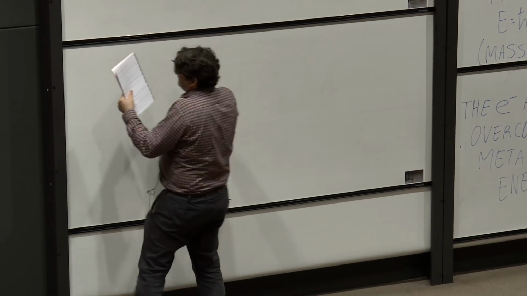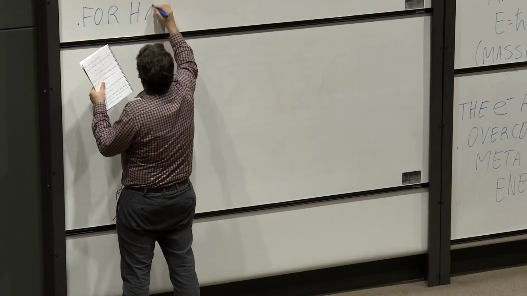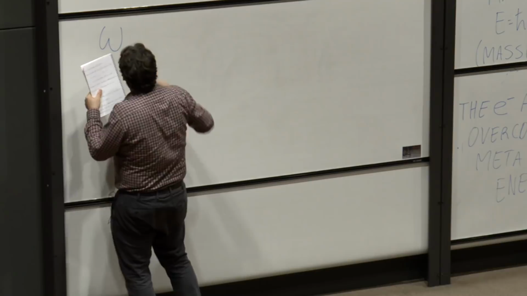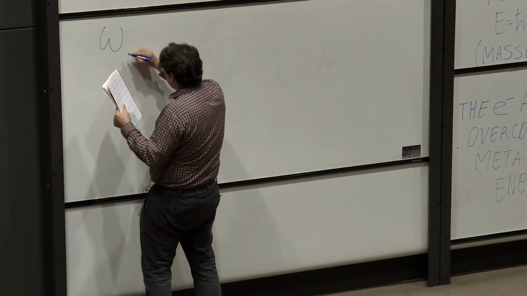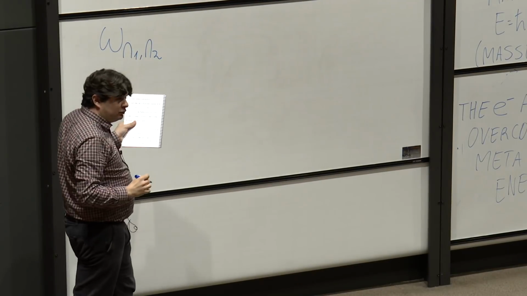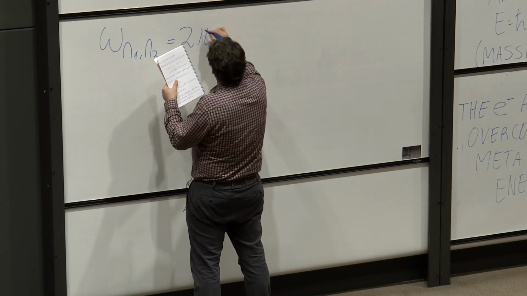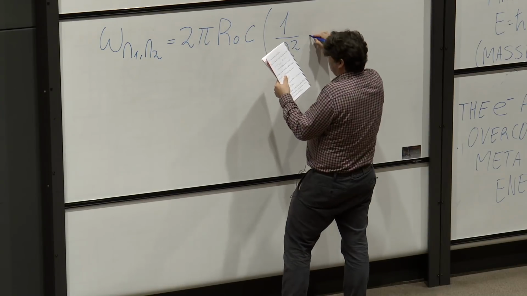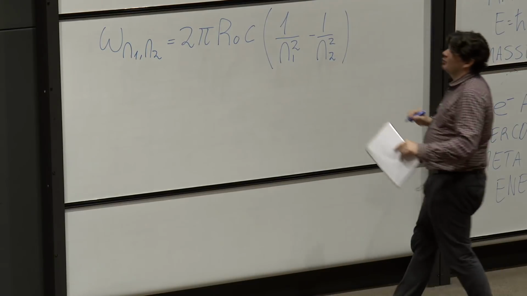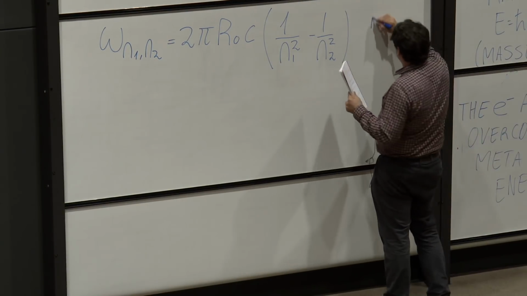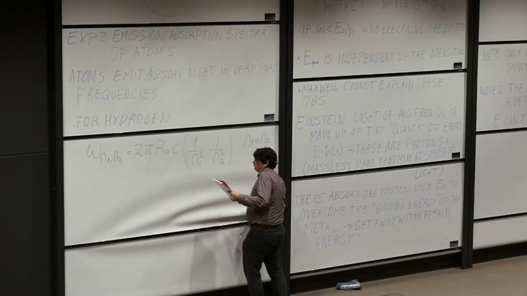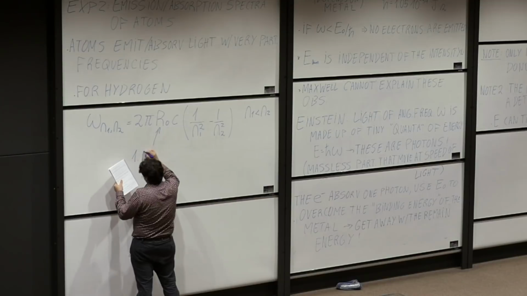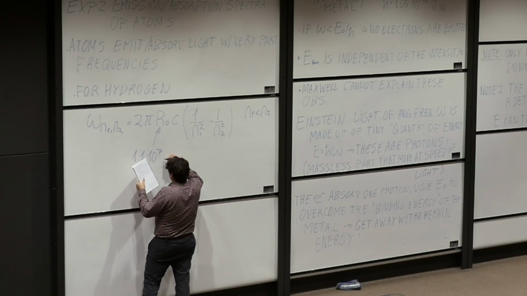But then they realized that for the hydrogen atom, which is the simplest atom that one can consider, the frequencies satisfied a beautiful law, and they depend on two natural numbers, n1 and n2, and this was equal to a constant, 2 pi R0 times the speed of light, times 1 over n1 squared minus 1 over n2 squared. So here, n1 is smaller than n2. The size of the frequencies are always positive. This is the speed of light, c, and this is some number, I don't care too much about numbers, in meters to the minus 1.